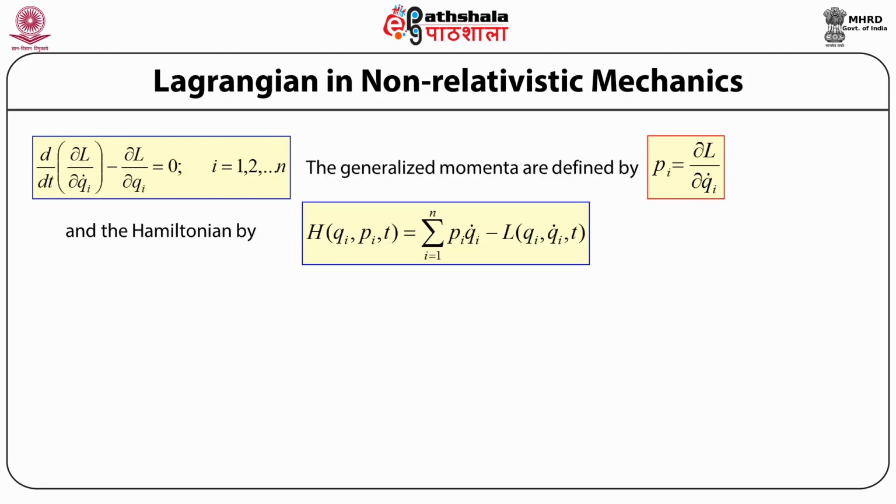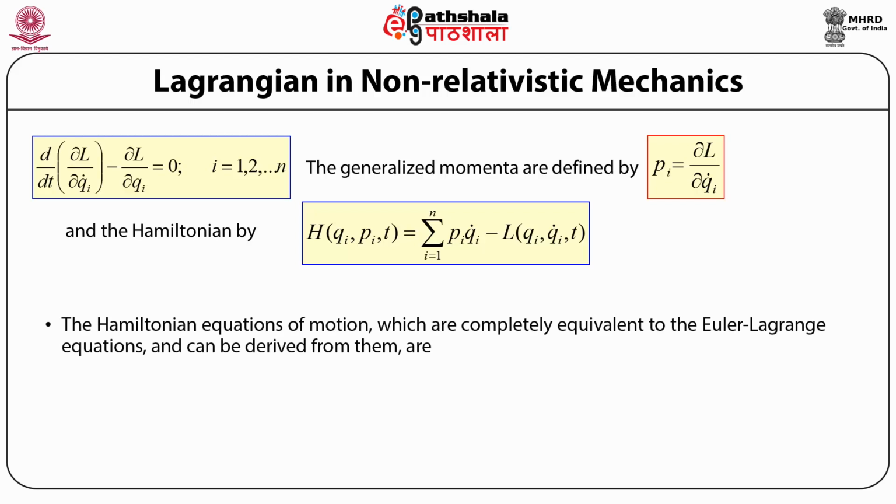The generalized velocities of course have to be eliminated by the use of this equation, which can in principle be solved for q_i dot in terms of p_i. The Hamiltonian equations of motion, which are completely equivalent to the Euler-Lagrange equation, can be derived from them and are del H by del q_i equals minus p_i dot and del H by del p_i equals q_i dot.